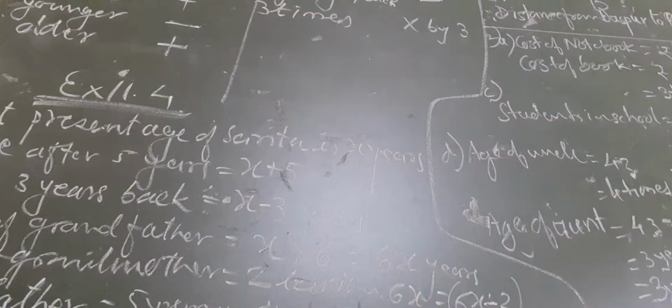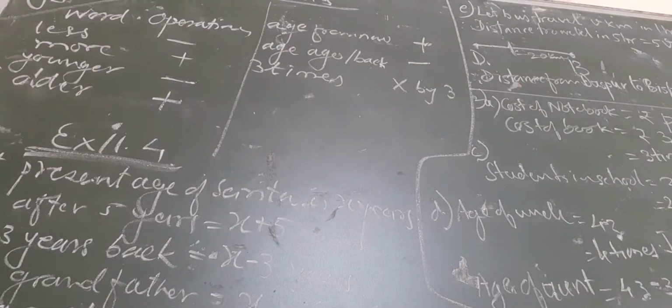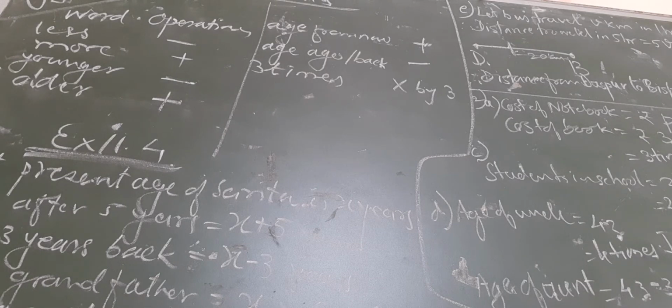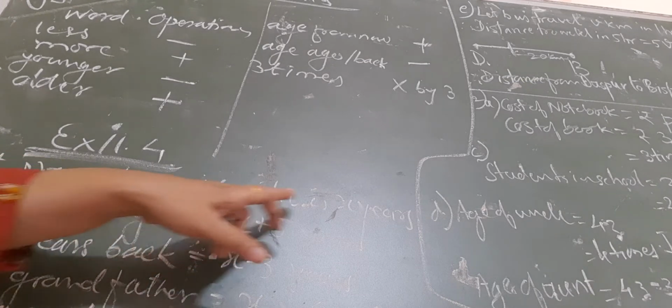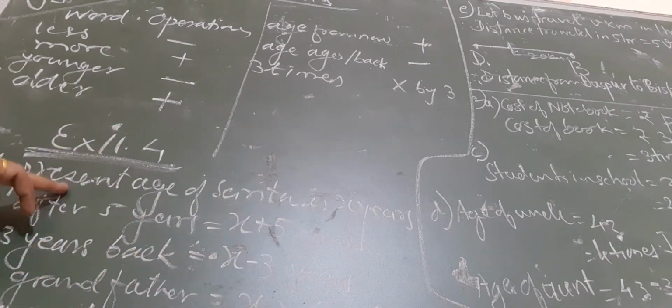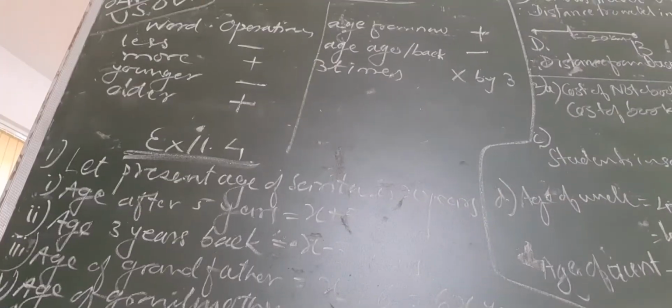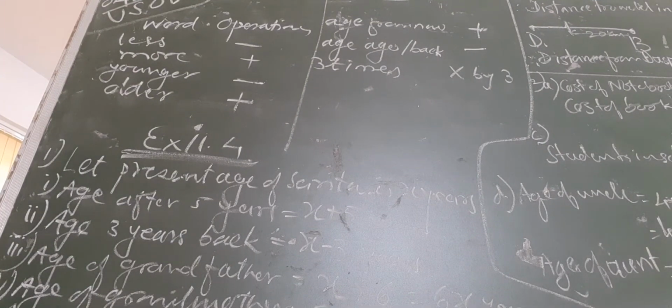Here the questions are given where Sarita's age is given, and according to Sarita's age we have to find out the ages of mother, father, grandmother, all these. It is already given that Sarita's age is X years, the present age. In all the age problems we first consider the present age only. So the present age of Sarita is X years.